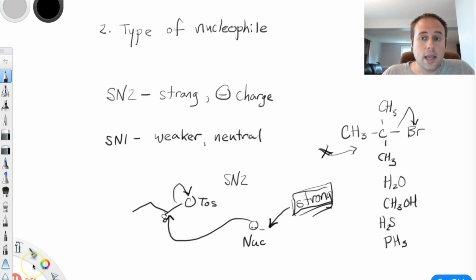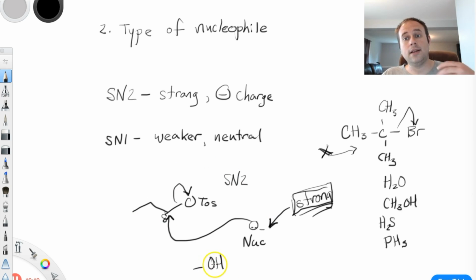And remember, in SN1, the rate limiting step is the formation of the carbocation. So with your neutral nucleophile, you don't need something aggressive. That's going to happen instantaneously as soon as the carbocation forms. All right, so that's the reasoning behind that. So if I saw a hydroxide, I would probably be inclined to think SN2.